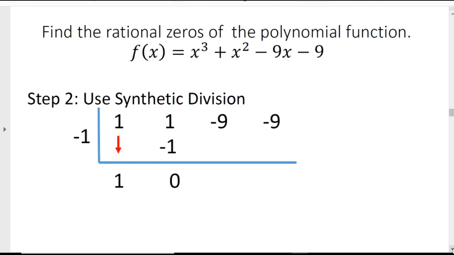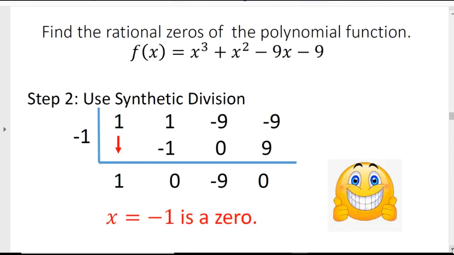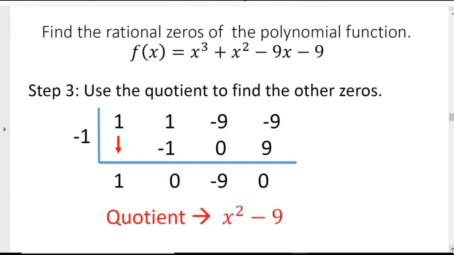Let's check negative 1. Negative 1 times 1 is negative 1, plus 1 is 0. 0 times negative 1 is 0. Negative 9 plus 0 is negative 9, times the negative 1 is positive 9. So we end up with 0. So that's a good thing because that tells me that x equals negative 1 is a 0. But most importantly, we can take the quotient and find the other zeros.